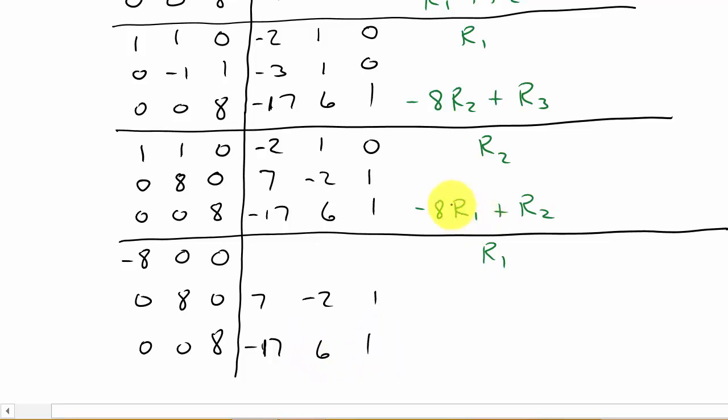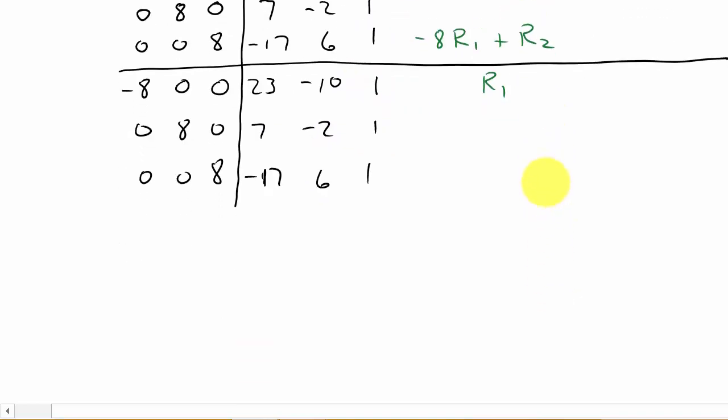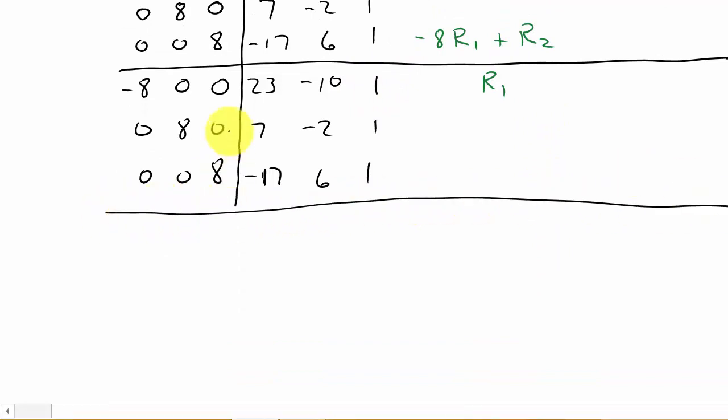So let's do the row operations. Negative 8 times negative 2 is 16. 16 plus 7 is 23. Negative 8 times 1 is negative 8. Negative 8 plus negative 2 is negative 10. Negative 8 times 0 is 0, and 0 plus 1 is 1. All right, so we just about got it. We've got one more step.